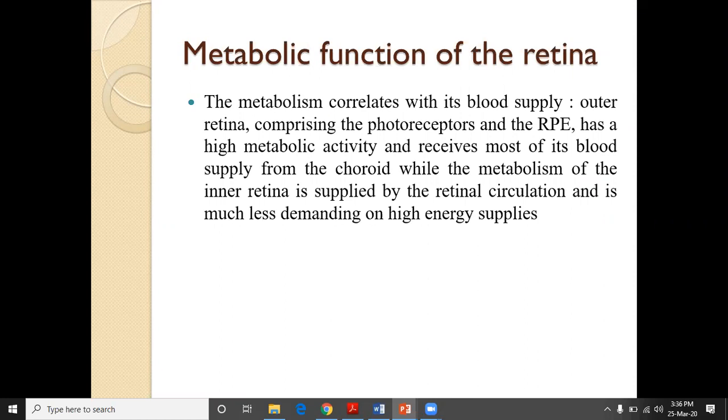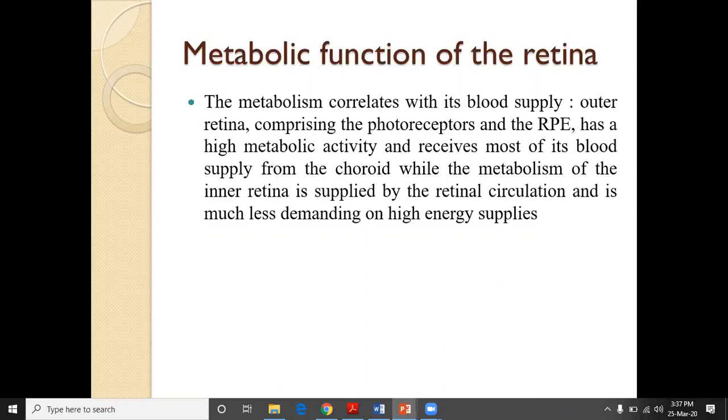Outer retina, comprising the photoreceptor layers of rods and cones and the retinal pigment epithelium, has a high metabolic activity and receives most of its blood supply from the choroid. While the rest, the other 8 layers, the metabolism of the inner retina is supplied by the retinal circulation and is much less demanding of higher energy supply because most of the activity is happening on the first 2 layers only. Basically, only the layers of rods and cones.